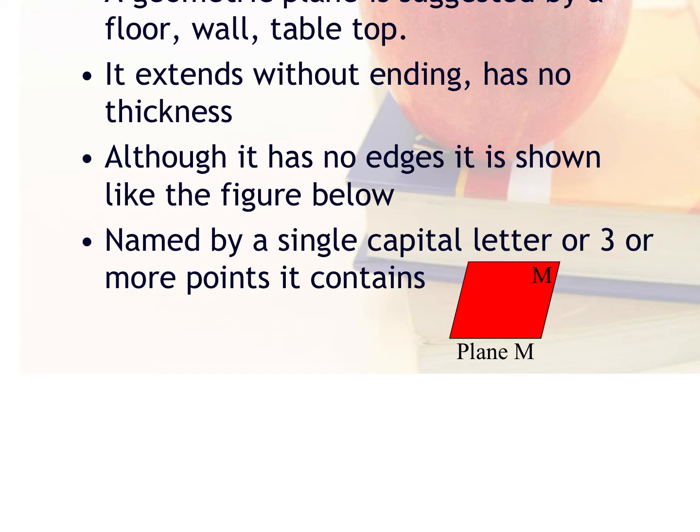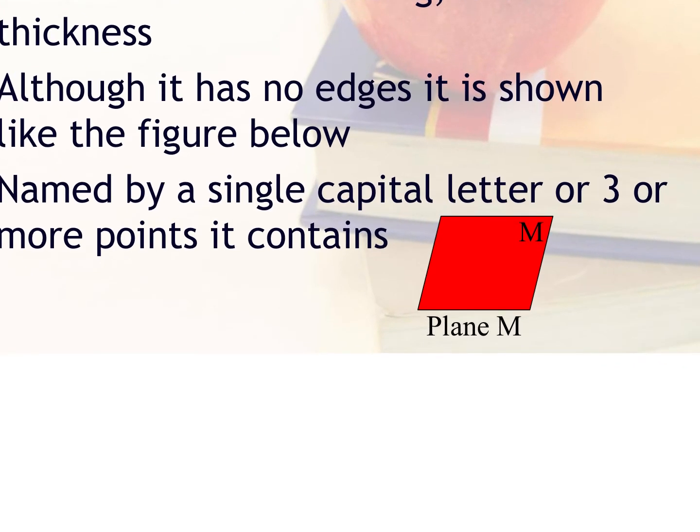So notice there's no dot next to the M. So this is just naming plane M. M is not a point. But if I add some dots here and put capital letters next to them, A, B, and C are points. And I can also name this plane M and also call it plane A, B, C.